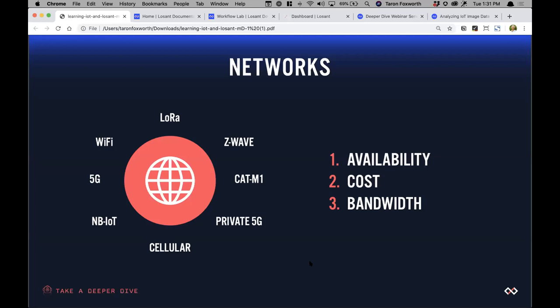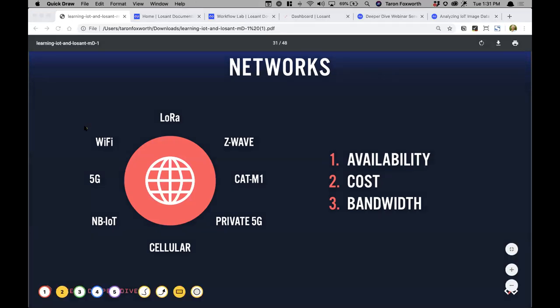There are three factors that I use to determine networks for the use case. The first one is really around availability. As we talked about for asset tracking, cellular was the obvious case there, because if we're talking about going across the United States, it's available. Another high factor is cost.